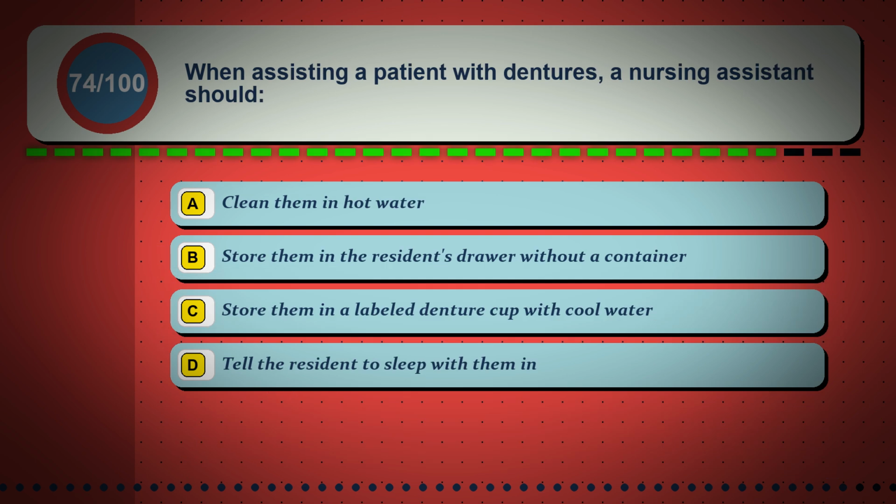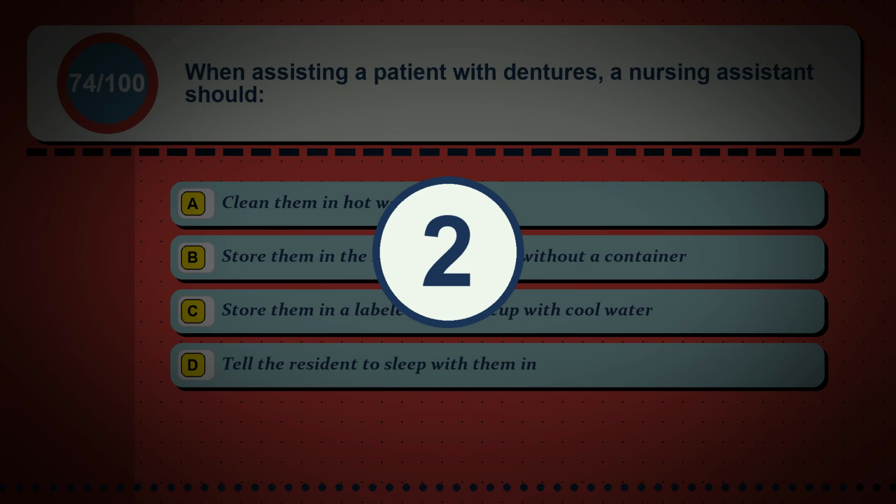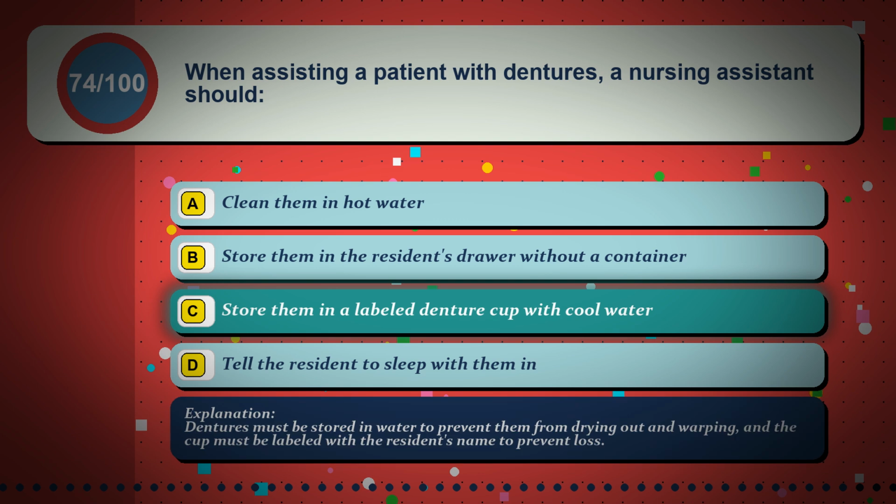Question 74. When assisting a patient with dentures, a nursing assistant should: Option A, clean them in hot water. Option B, store them in the resident's drawer without a container. Option C, store them in a labeled denture cup with cool water. Option D, tell the resident to sleep with them in. The correct answer is option C. Store them in a labeled denture cup with cool water. Dentures must be stored in water to prevent them from drying out and warping, and the cup must be labeled with the resident's name to prevent loss.